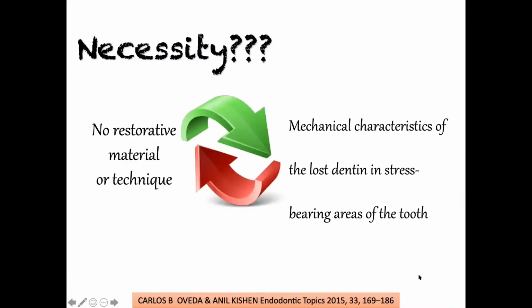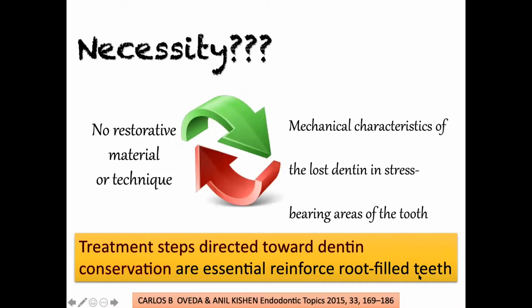So what is the basic necessity? Why do we actually need to preserve the tooth? It is because no material or technique which we are going to follow can replace the mechanical characteristics of the tooth structure that is lost, especially in the stress-bearing areas. So we need to keep in mind that no restorative material is going to replace the tooth structure which is lost. So the treatment steps were directed towards conservation of the dentine, especially in the root-filled teeth.